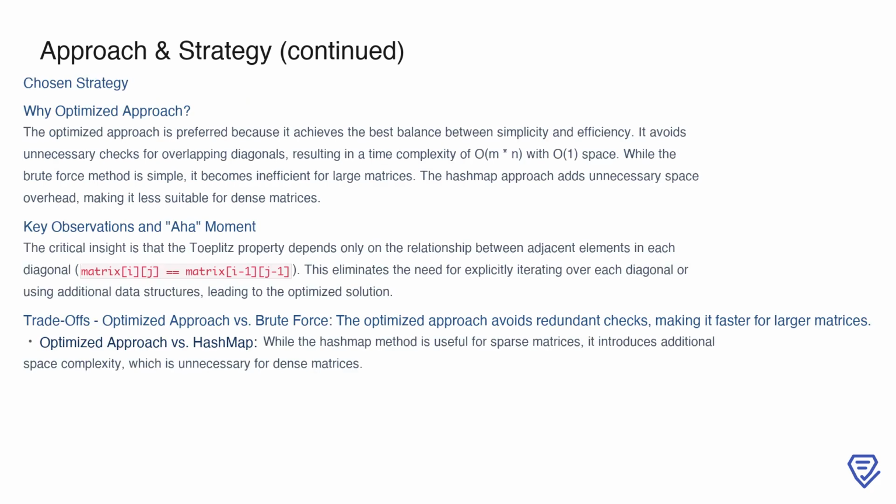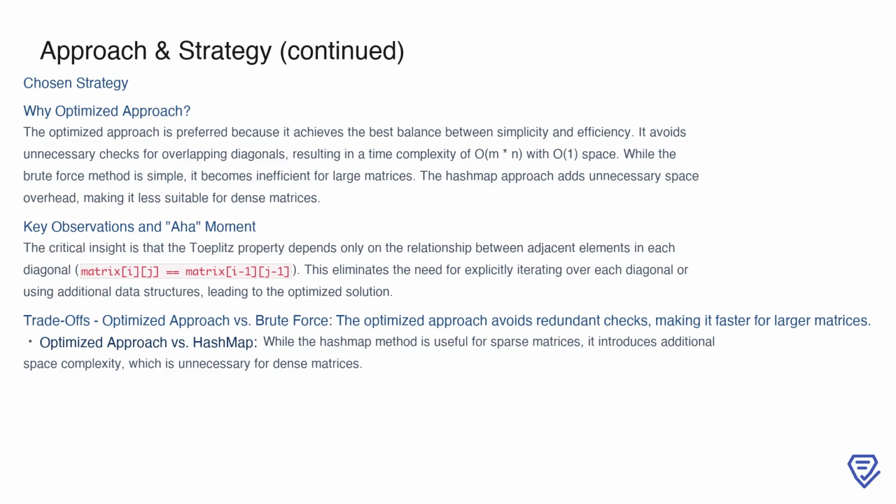Among the three methods discussed, the optimized approach stands out as the best choice for this problem. It strikes the ideal balance between simplicity and efficiency. By focusing only on adjacent elements in each diagonal, it avoids unnecessary checks for overlapping diagonals, resulting in a time complexity of O(m*n) and a space complexity of O(1). The brute force method, while easy to understand and implement, becomes inefficient as the matrix size increases due to its redundant operations. On the other hand, the hash map approach, though useful for sparse matrices, introduces extra space overhead, which is unnecessary for dense matrices.